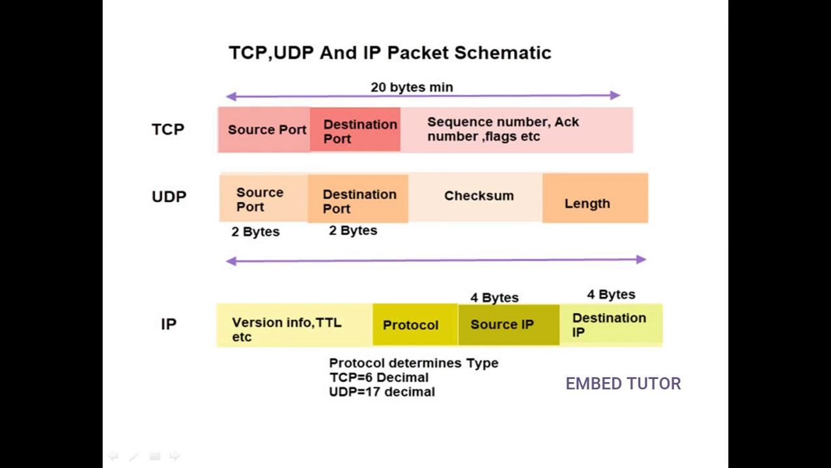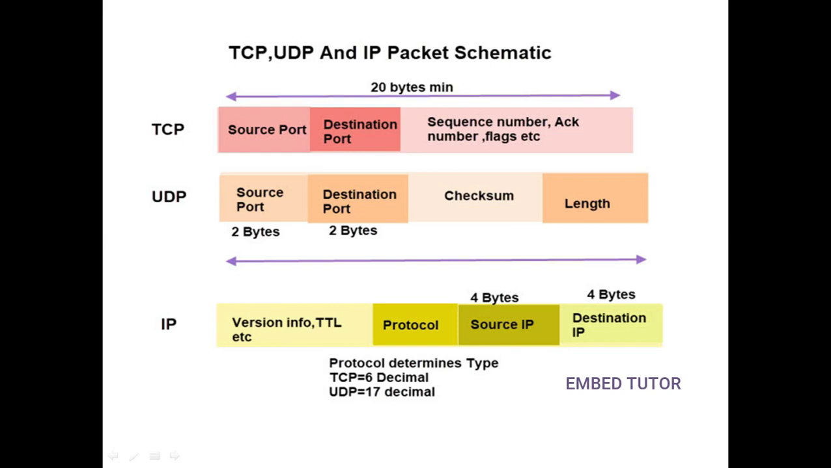Now coming to the IP, which is layer 3, you can see there are two more things, that is the source IP and the destination IP. So look into that. Layer 4 contains the port number as an addressing scheme, and layer 3, that is the IP layer, contains the source IP and the destination IP as an addressing scheme.